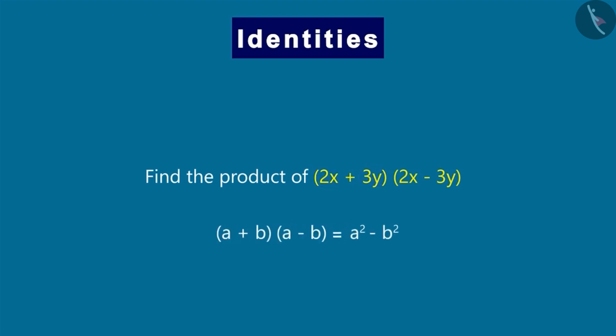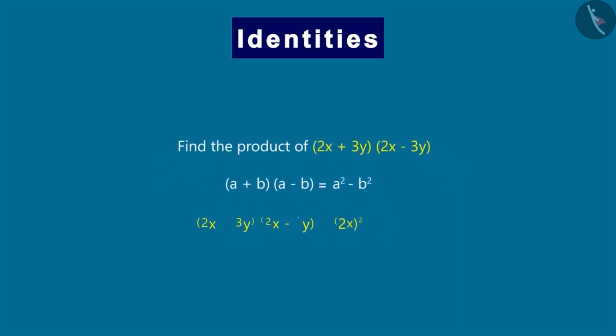Now, you can simplify this by using this identity. The result will be equal to 2x square minus 3y square. And the final answer will be this. Therefore, we can say that by using this identity, we can directly find the product of similar expressions.